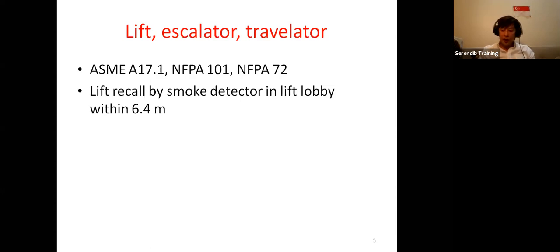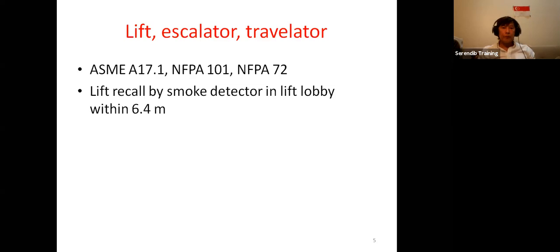To recall which lifts first? To recall the lift which is nearest to the detector that has been compromised, the nearest to that particular smoke detector in the building. If you want to have other lifts recalled, it's not wrong, but you can do it one at a time. There isn't a need to recall everything at the same time. So that is how it differs.